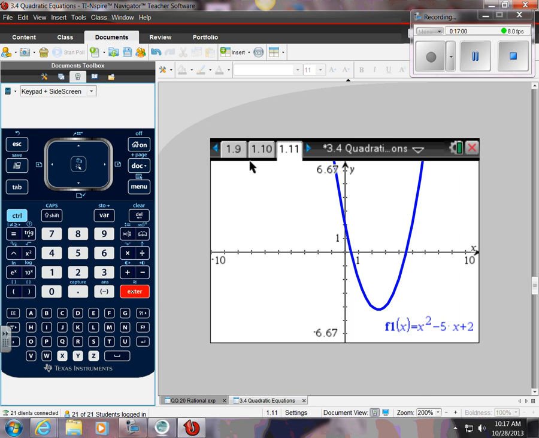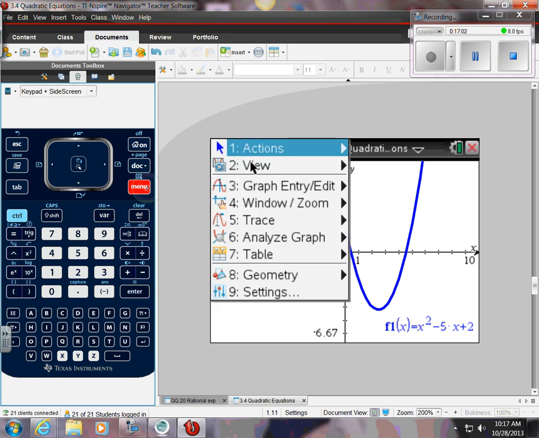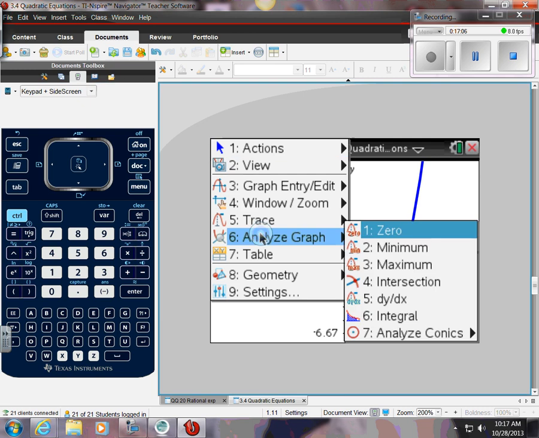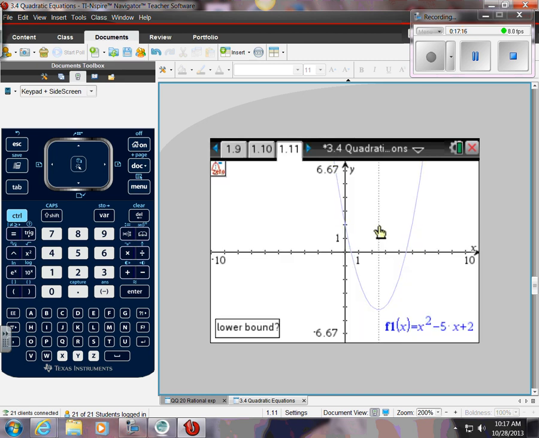So here's what you're going to use. Are you ready? Menu. I guess we could use analyze graph. Either way works. Well, what am I going to use? Yeah, zero works for me. Okay, so now, this is generally why I don't use analyze graph, but we can do it this way.